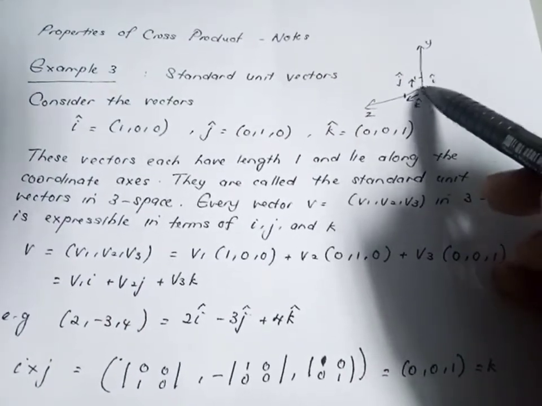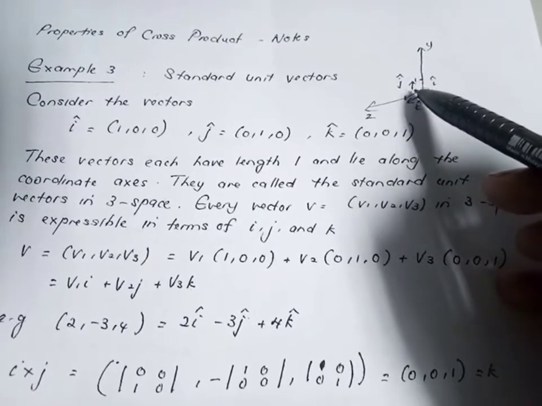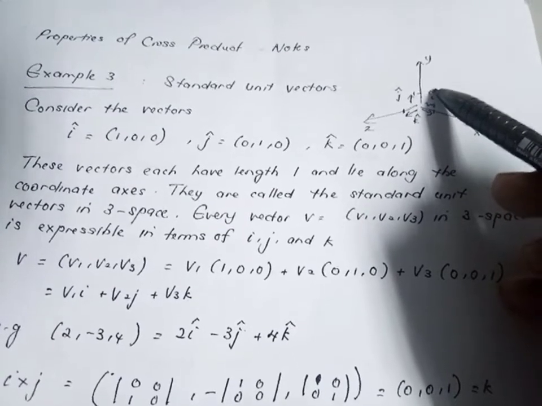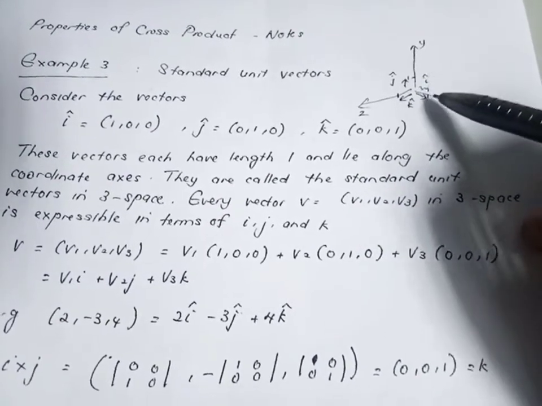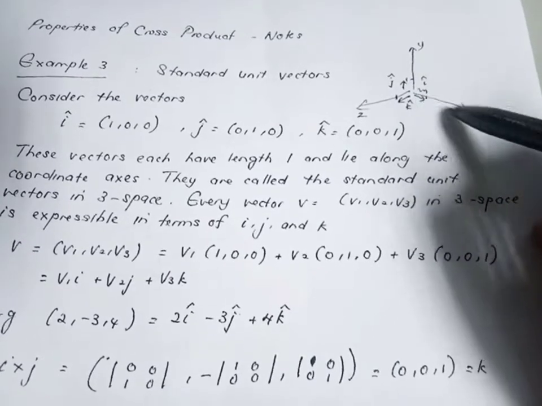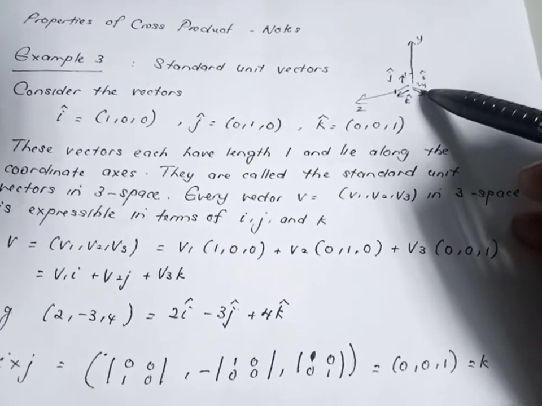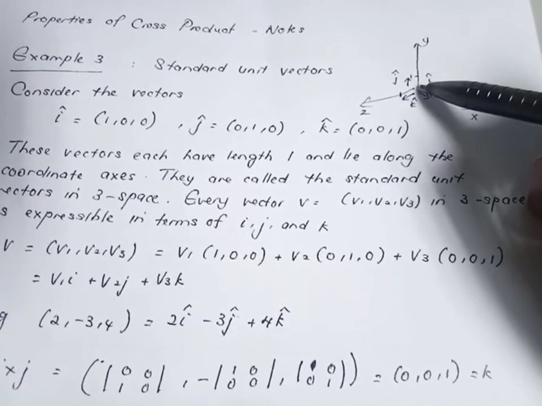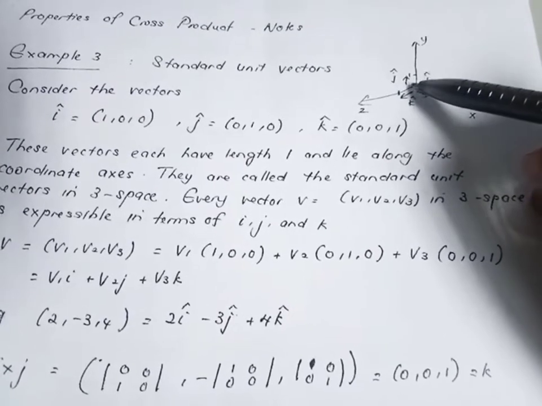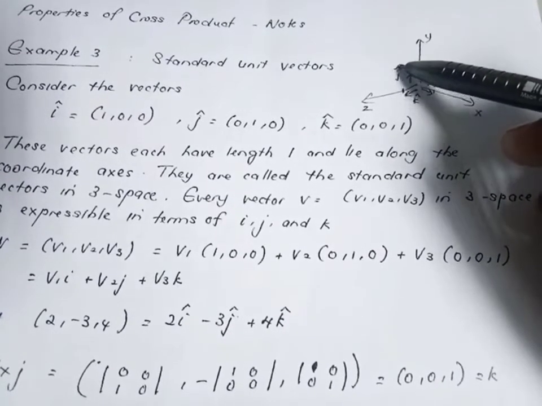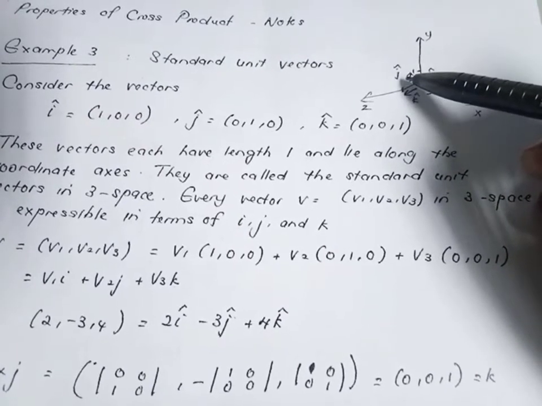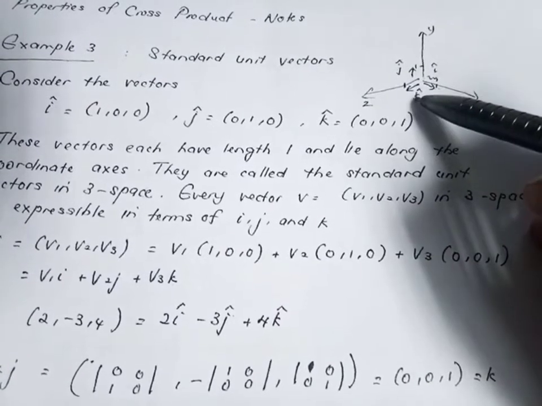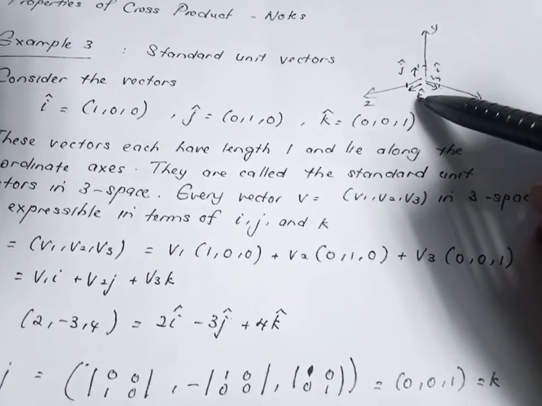Okay, so for the x-axis, the direction in the standard unit is the vector i. The unit vector here is the i vector. On the y-axis, the unit vector is given by j. This is the notation used for standard unit vectors. And the z direction is given by the unit vector k.